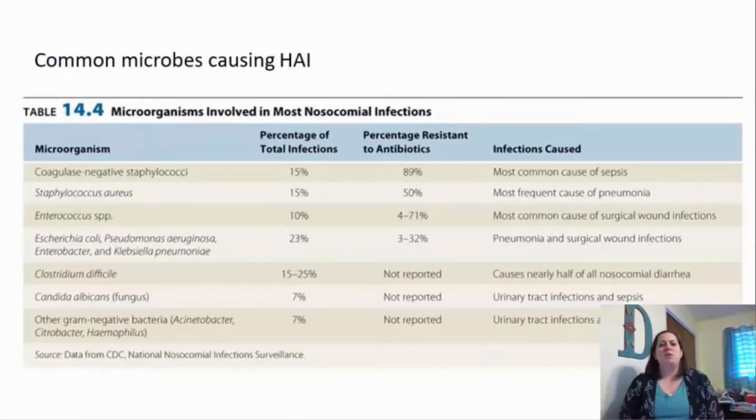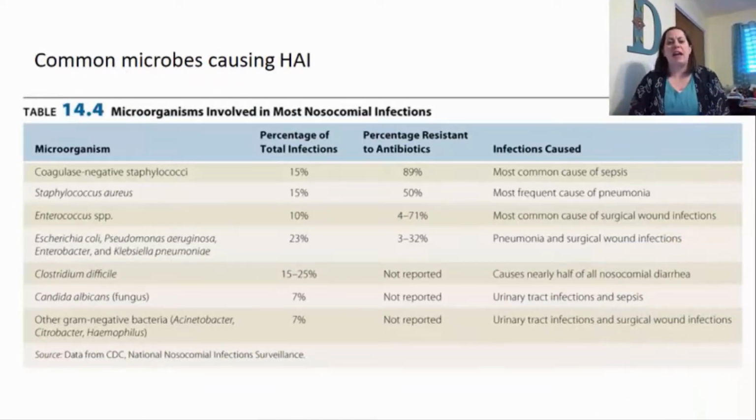This chart just shows you some common microbes that cause HAIs. When we look, the percentage of total infections is shown here, and then also the percentage that are resistant to antibiotics are shown in the next column.